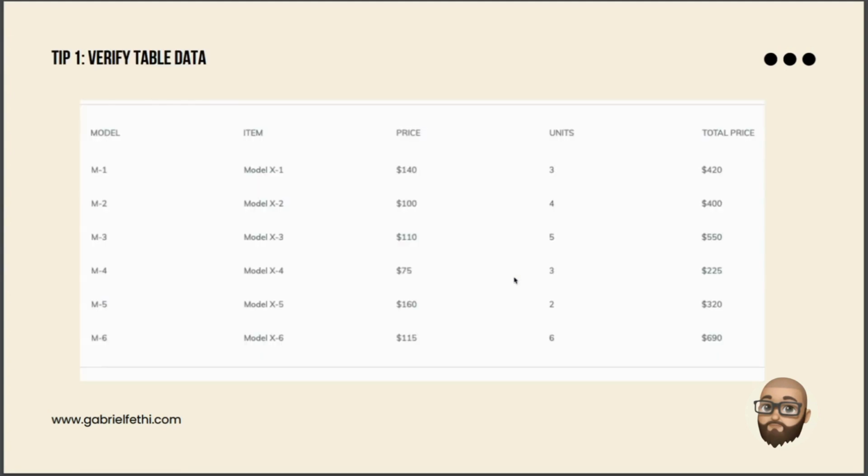In this lesson, we are going to take a look at a table and verify that the total price always equals price times units for each of these rows.